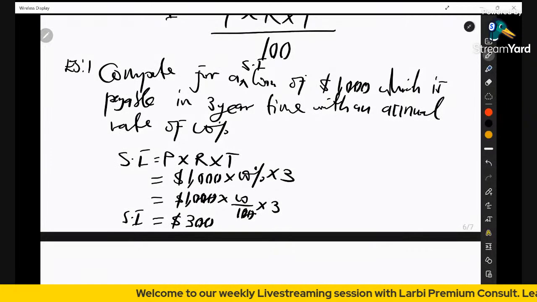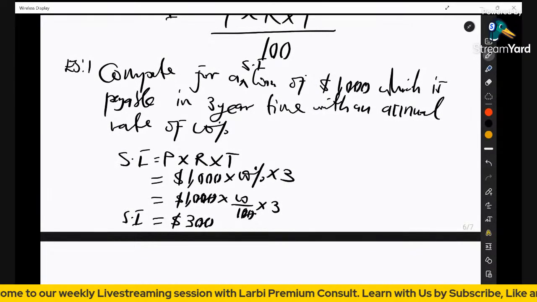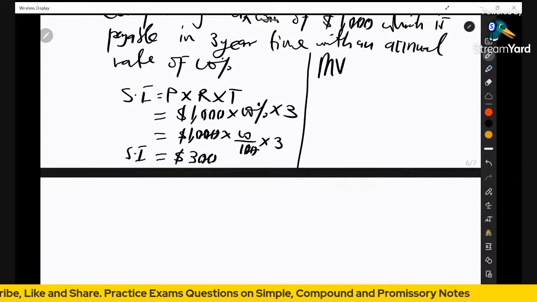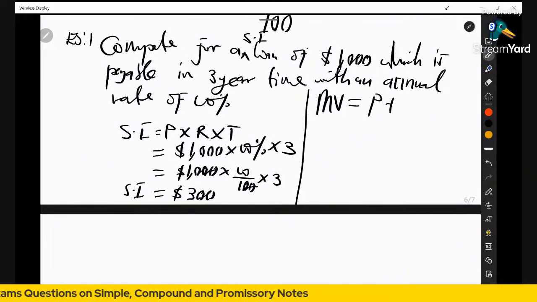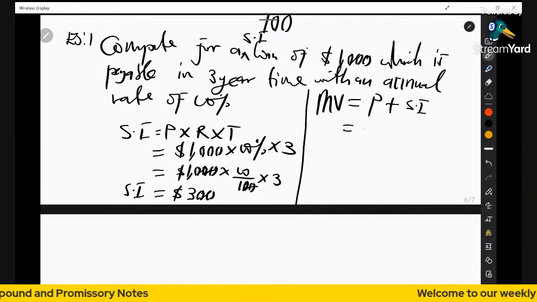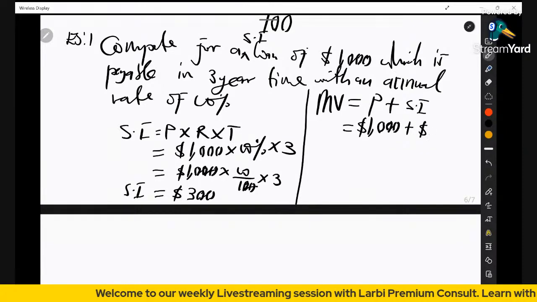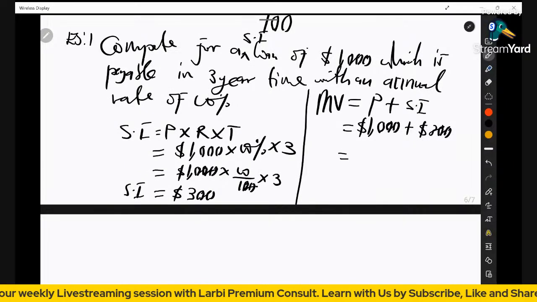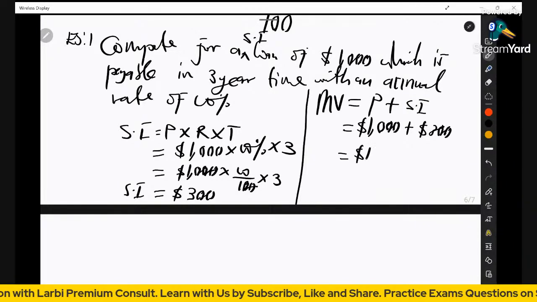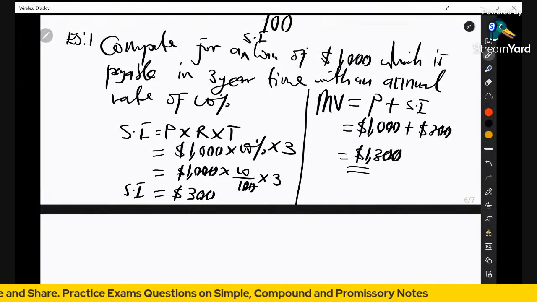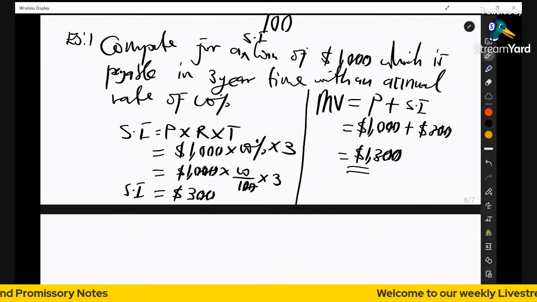Once you get the simple interest, that is fine. But let's also say hypothetically that the question asks us to compute the maturity value. How will you compute that? The maturity value, which is also the same thing as the future value, is equal to the initial amount, the principal, plus the simple interest. The initial amount is $1,000, and we get an interest of 300. Therefore, the amount to be paid at the end of 3 years should be 1,300. This is how we compute simple interest and the maturity value of any loan arrangement between two parties. If you have any question, you can let me know going forward. So let's take note of that.